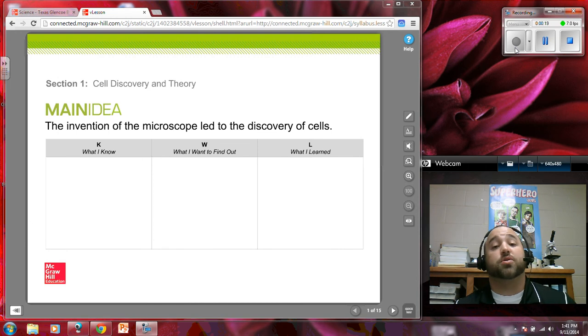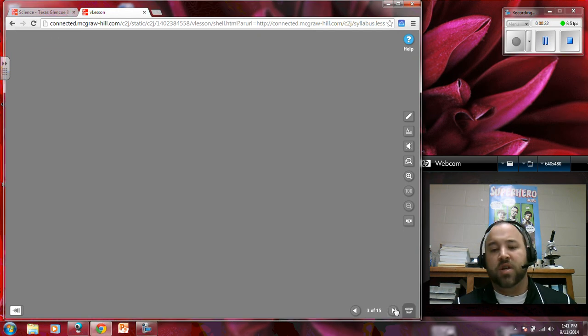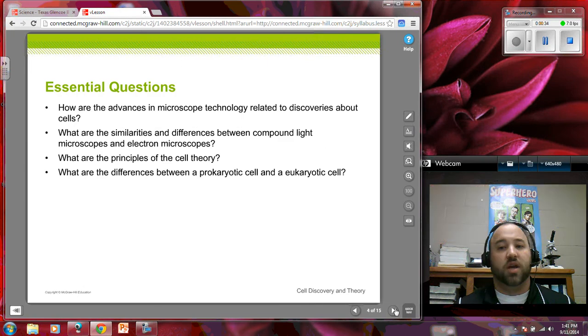So, Chapter 7, Section 1 is the cell discovering theory. This is where we invented microscopes to help us discover cells, and after that we developed the theory that to be alive you have to be considered to have cells. So, let's get into this. If you look at these again, those are your TEKS. We're getting more into the matter, the big stuff.